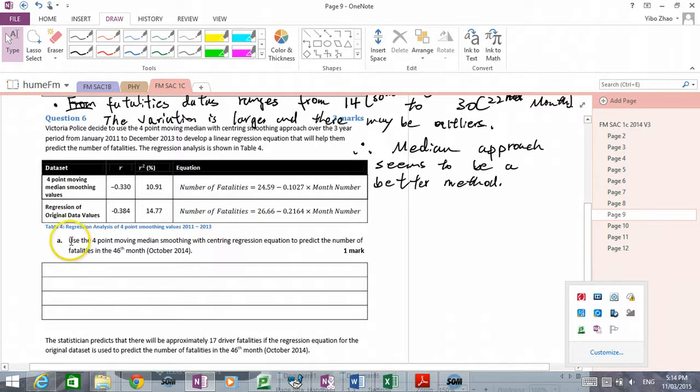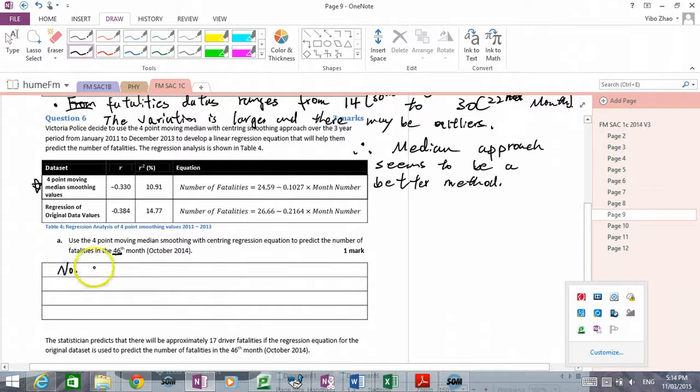For part A, use the 4-point moving median regression equation to predict the number of fatalities in the 46th month. It says 4-point moving median and smoothing values, so that's the equation we're going to use. What we do is 46 months.